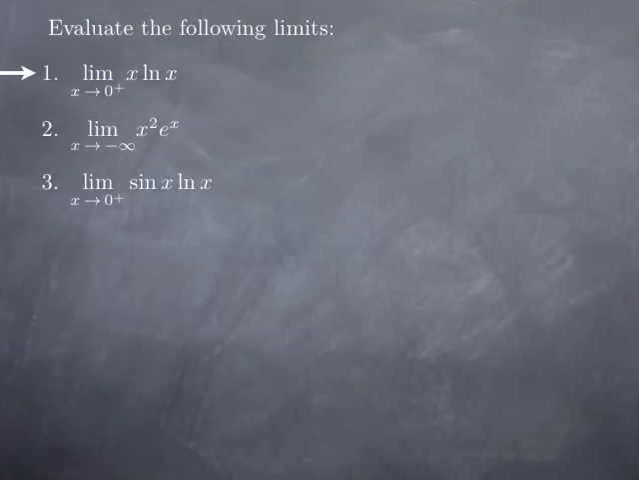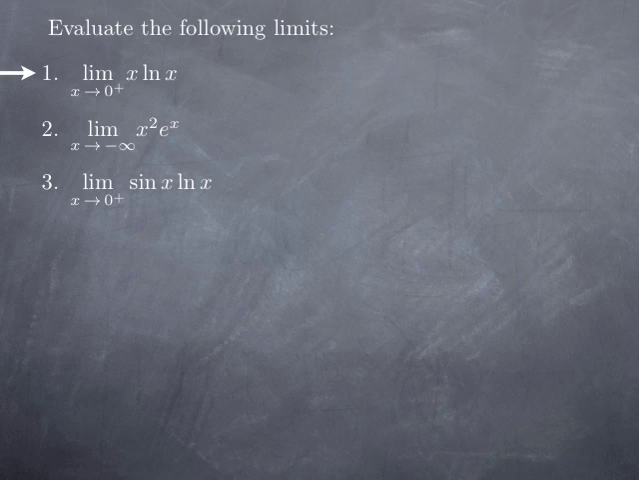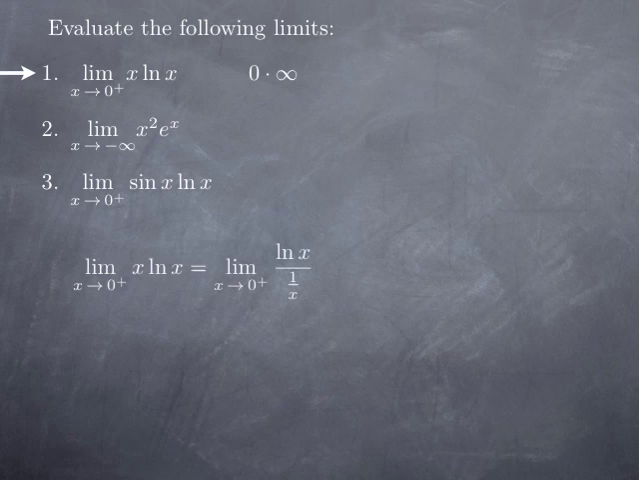So let's take a look at examples. Let's say, for instance, we want to find the limit as x is approaching 0 from the right of x multiplied by ln of x. As x is approaching 0, ln of x at 0 from the right is approaching negative infinity, so we have an indeterminate form of the type 0 times infinity. But we can rewrite the product x times ln of x as ln of x divided by 1 over x.